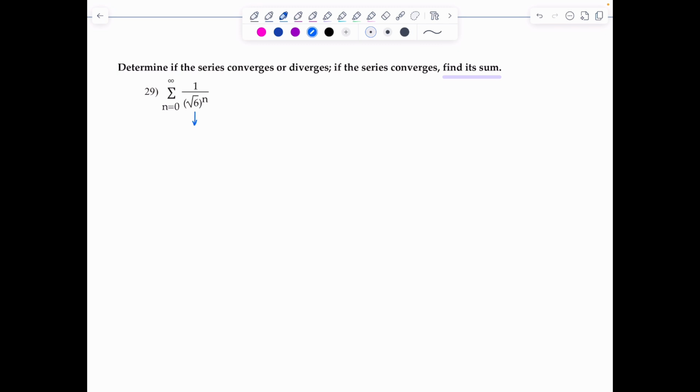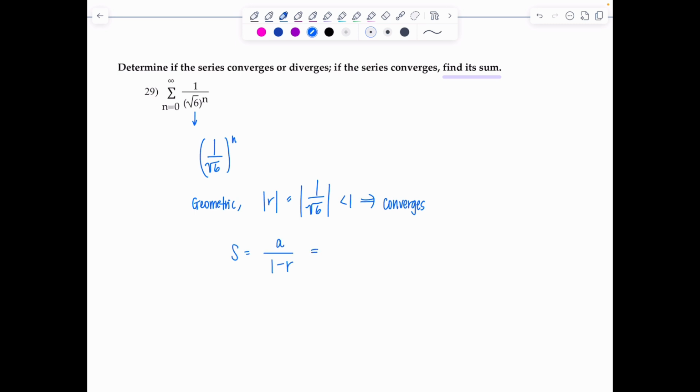1 over rad 6 to the n, that's the same as 1 over rad 6 all raised to the n. So this is geometric. Absolute value of r is the absolute value of 1 over rad 6. That's for sure less than 1. So then that tells me it converges. And then the sum is always the first term over 1 minus r.